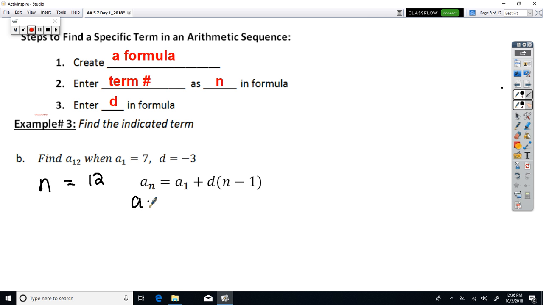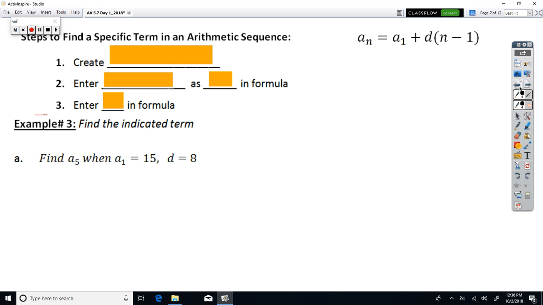So we'll have a sub 12 equals 7. Excuse me, not plus 3, it'll be minus 3. Oh, I'm on example B. I need to be on example A. Okay, sorry. So n is 5 in this example. And then we're substituting into this formula.